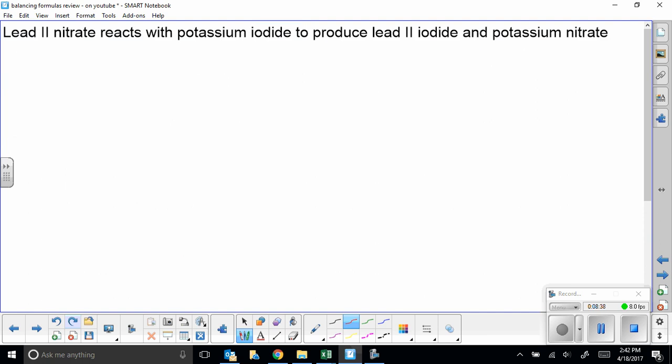Now I take a look at this one, lead 2 nitrate. So we've got Pb2+. That's what this 2 tells me. That's a 2+. Nitrate, remember, is NO3, and that's a 1-.